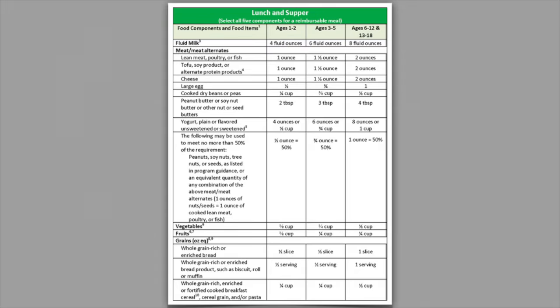Now let's look at the lunch and supper meal pattern chart. In this case, I'm going to serve a school-age child and I'm trying to figure out how much fruit and vegetable to serve. So I'm going to go down to the fruit section and go all the way over to the school-age category. And my fruit category is 1/4 of a cup, which is the same as a 2-ounce scoop. And the vegetable is 1/2 a cup or the same as a 4-ounce scoop.